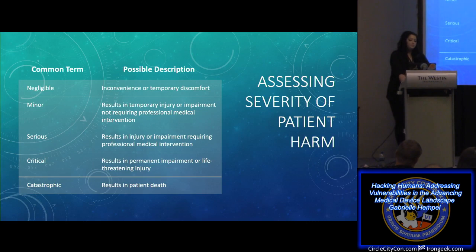Once the vulnerability exploit is rated, there's another side of the investigation. Because these devices are used on and for humans, we need to assess the severity of patient harm. The FDA provides a scale of 5 categories to assess patient harm. We start with negligible, which is just an inconvenience or temporary discomfort to the patient; minor, which might result in temporary injury or impairment but does not require medical intervention; serious, which results in injury or impairment requiring professional medical intervention; critical, which results in permanent impairment or life-threatening injury; and catastrophic, which results in patient death.